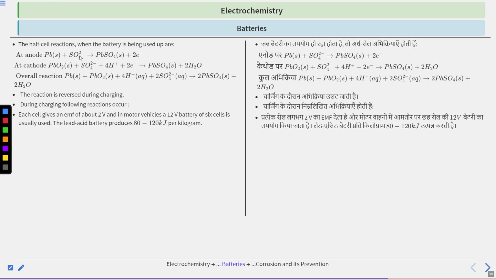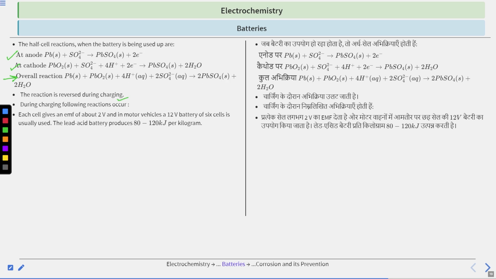Now the half cell reactions when the battery is being used up are, at anode: Pb plus SO4 2- giving PbSO4 plus 2 electrons, and at cathode: PbO2 plus SO4 2- plus 4H+ plus 2 electrons giving PbSO4 plus 2H2O. And the overall reaction will be the sum of these two reactions, that is Pb plus PbO2 plus 4H+ plus 2SO4 2- giving 2PbSO4 plus 2H2O.